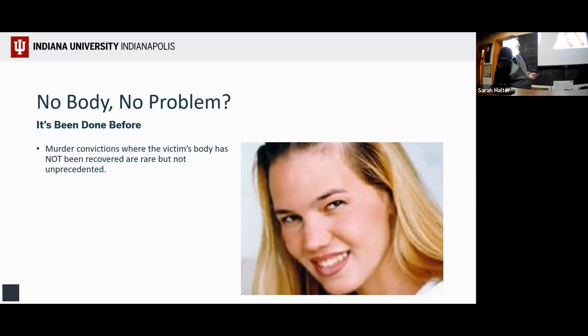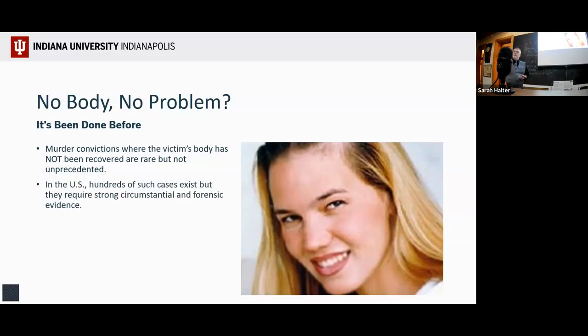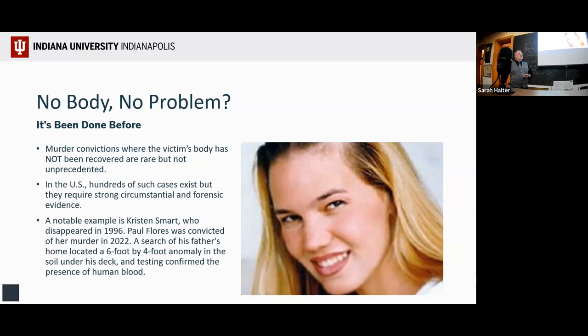The person you're looking at there is Kristin Smart. I don't know if you remember this case. She disappeared in 1996, and years passed, and they never found her body. However, the person that was with her the night that she disappeared, who ultimately got convicted, Paul Flores, they found at his father's home a plot of disturbed earth, and then they did chemical testing of that and were actually able to show that there once were human remains there. So they detected the presence of human blood and so on. And so that, along with some other things, were put together and actually played a role in convicting Flores of the murder.